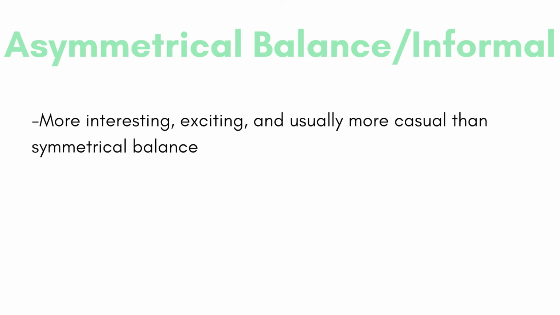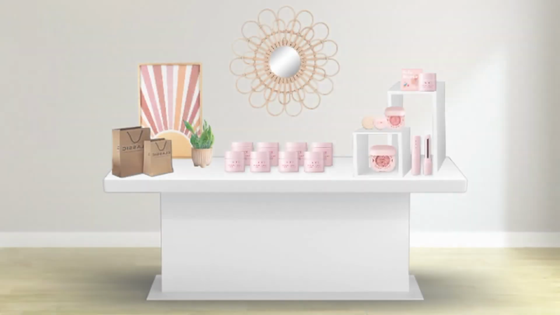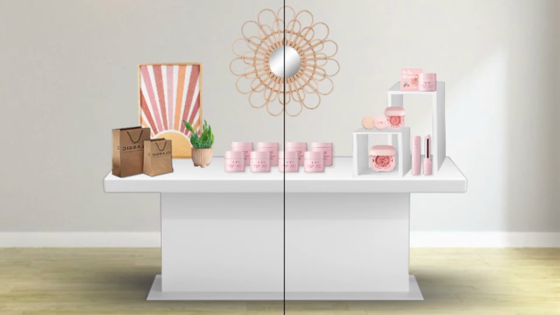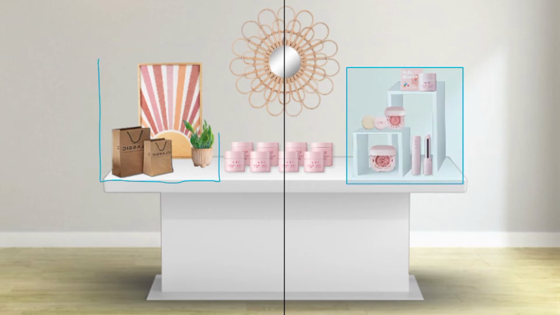Let's look at some examples of balance. First is this example of asymmetrical balance. I'm going to split the display in half, then draw a line to represent the balance. From this line, we can see that the display definitely has balance, even though the objects on both sides aren't an exact mirror of each other. This is because the elements highlighted in the blue boxes are of equal weight.